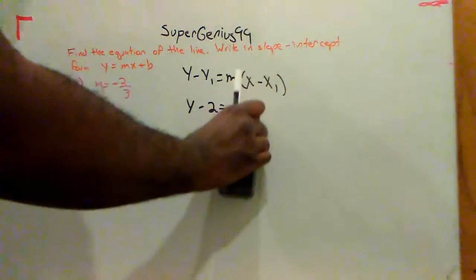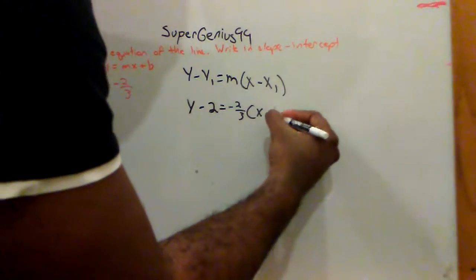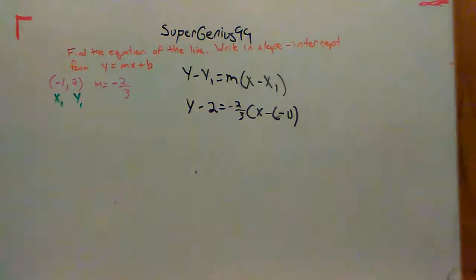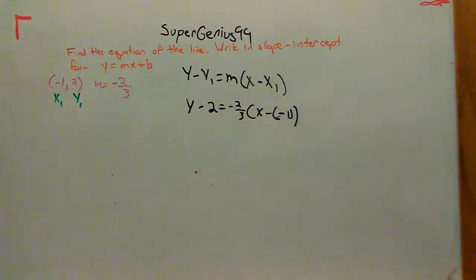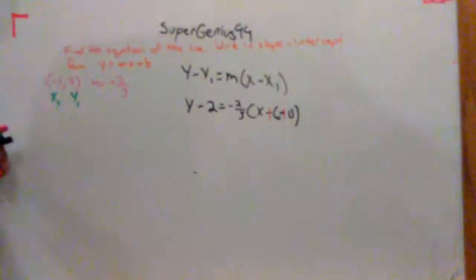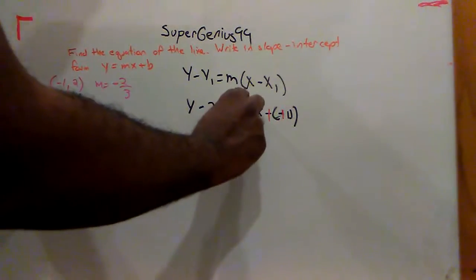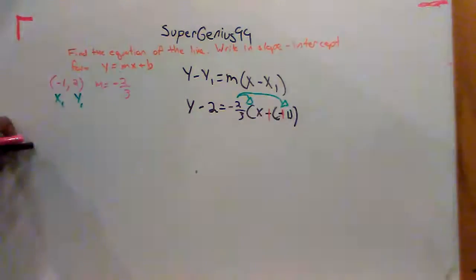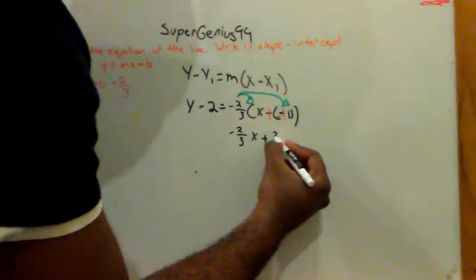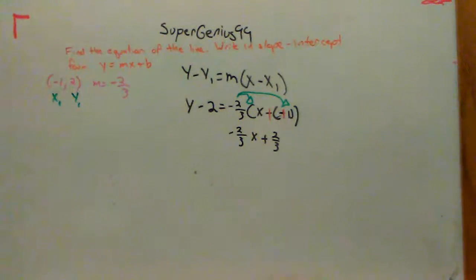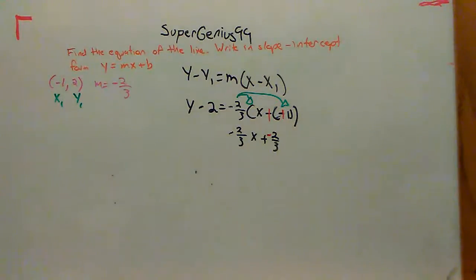Oops, we want to replace the m, right? Times x minus the x1, and the x1 here just happens to be a negative 1. So here, what happens when we subtract a negative? Add a line, change a sign, or add two lines. So now it's x plus 1. Okay, distribute that negative 2/3. Negative 2/3 times x and negative 2/3 times 1. Oops, sorry, that's a negative 2/3 times 1, so that should be a minus. Okay, bring down your y minus 2.